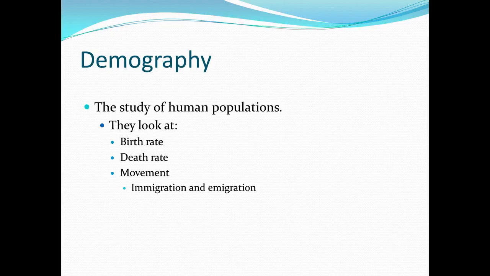The first one here is the idea of demography. Demography is just the study of human populations. We look at the birth rate, the death rate, how humans move around. That's immigration, emigration, two terms from the last chapter section. And that's really all it is. It's just the study of how humans' populations work.